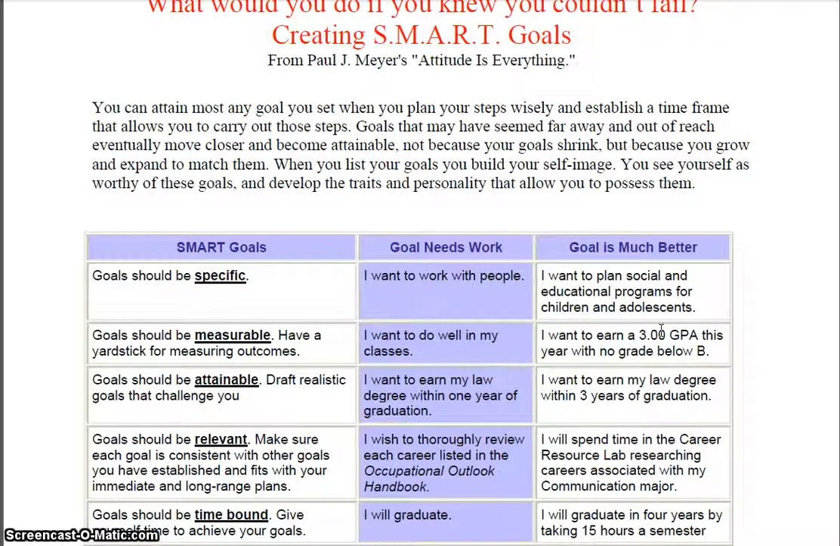The M in SMART stands for measurable. You should be able to measure or determine whether you have achieved the goal. If you say I want to do well in my classes, what is well? Is a C well? Is an A well? A more measurable goal would be I want to earn a 3.0 GPA this year with no grade below a B. At the end of the year, you can look at your grade report and see if you met that goal. Are all your grades a B or better and your overall GPA a 3.0?